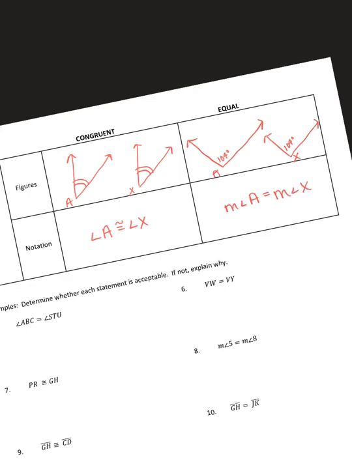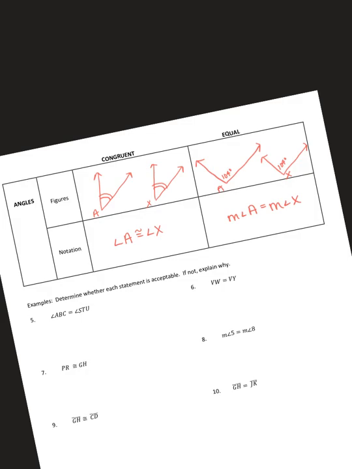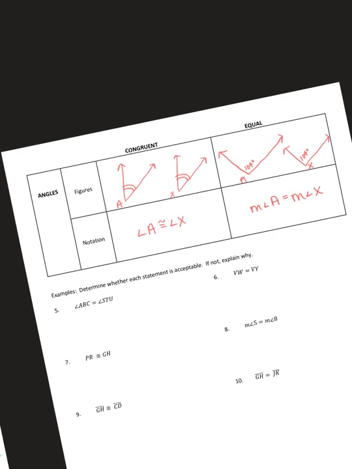Okay, now if you were to put a little M sign on the congruence, that would be incorrect notation, right? Or if you were trying to say that angles were congruent and you put an M with the little congruence tilde, again, that is incorrect notation. All right, so there are the different types of notation for congruence and equality for angles and segments.